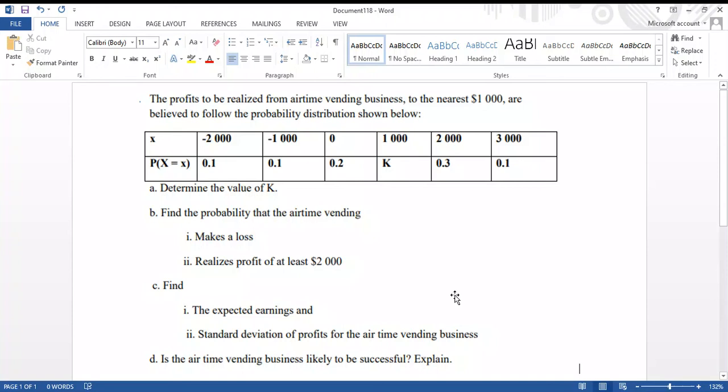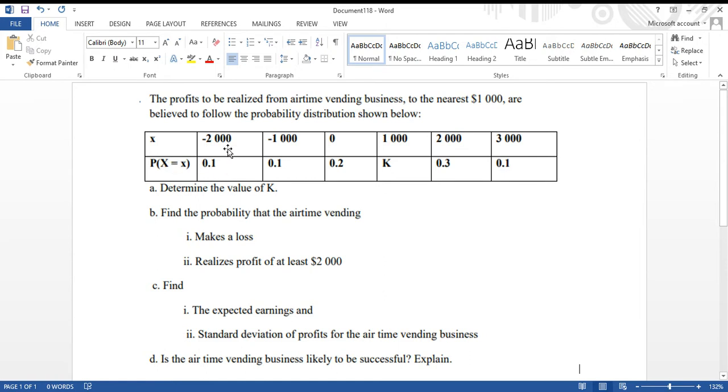All right, we have a question here. Profits to be realized for an airtime vending business to the nearest 1000 are believed to follow the probability distribution shown below. Our random variable x represents the profits. Then below here it represents the probabilities of getting the profits.